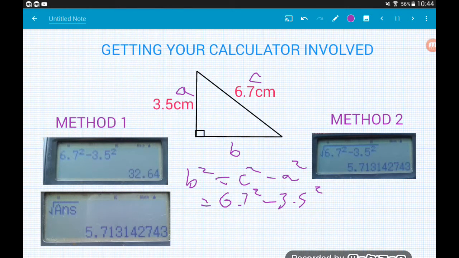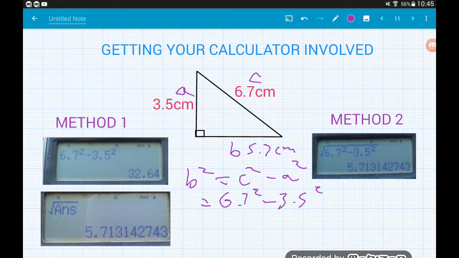On the left then, we've done 6.7 squared minus 3.5 squared, and that's given me 32.64. So that's given me the length of b squared. Then I've square rooted the answer, and that tells me that b is equal to 5.71, etc. Or on the right, where I've done it with the one-step method, we've square rooted 6.7 squared minus 3.5 squared, all in one go. We've got the same answer, so the length of b here is 5.7 centimetres to 1 decimal place.